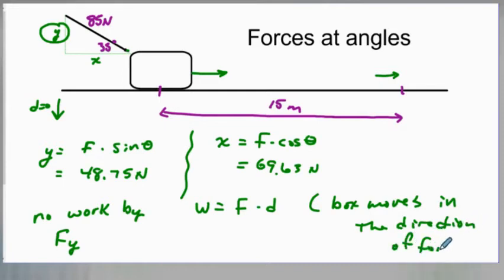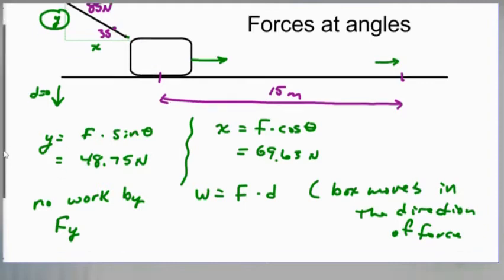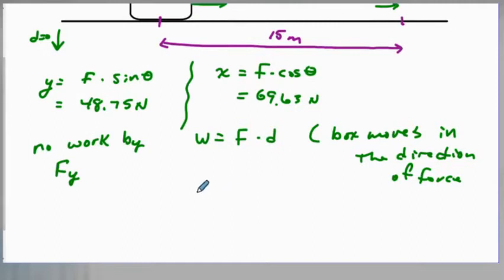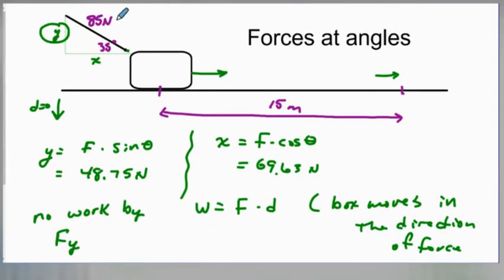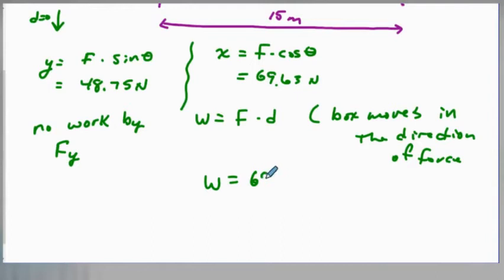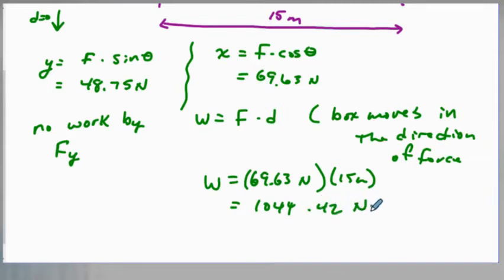So it's really important that we recognize the direction that the box is moving and what force is applied in that direction. So in this example, the force that we're going to use to do the calculation is not the 85 newtons, but it's the 69.63 newtons of the x. So we would take that and multiply it by the 15 meters. And that's going to equal roughly 1,044 newton meters, or joules.